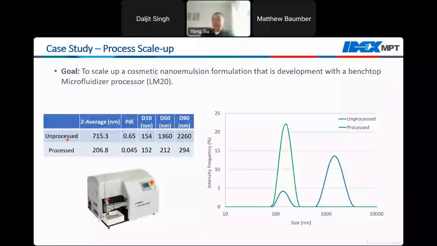Showing here, so you can see again the efficiency of the process that reduces the particle size to the desired size very efficiently. You have the large particles before processing through the system, and after processing through the microflash processor LM20, we were able to achieve an average particle size at around 200 nanometers very efficiently with a very narrow distribution, as indicated by this peak here.